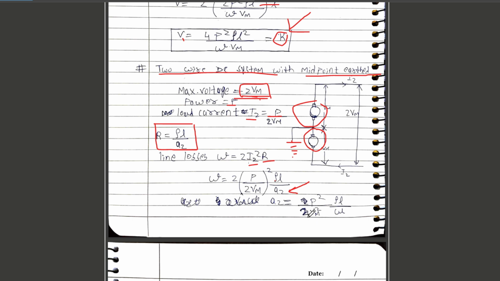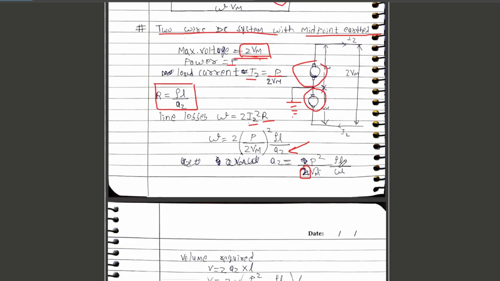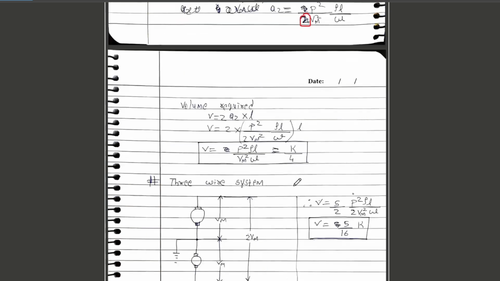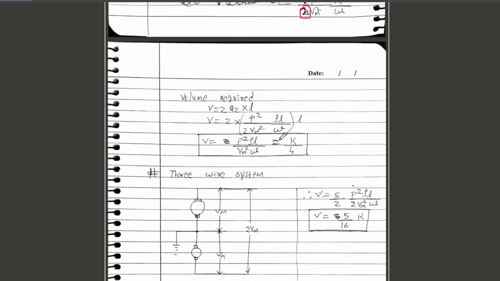Sorry, this is 4 Vm the whole square into rho L by omega, where rho is resistivity, L is length, and omega is losses of the system, right? So the volume required is 2A2 into L, where twice the cross-sectional area into length is our volume, right? So for volume, let's consider this as equation number 1.